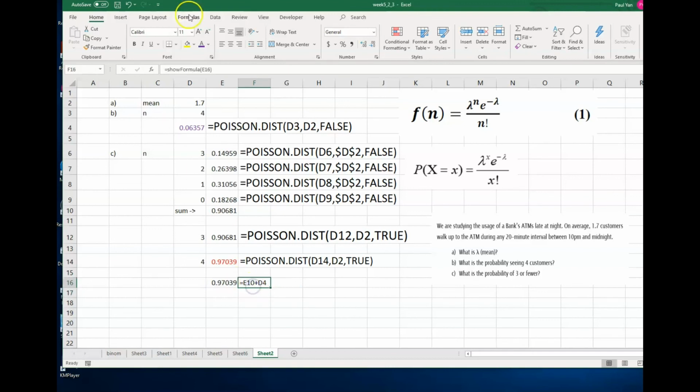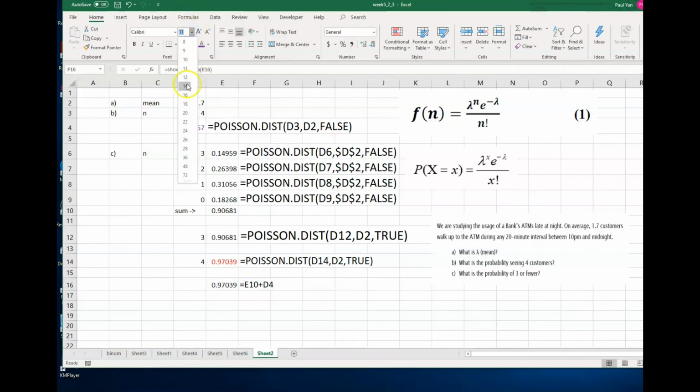I think this example shows us several things. The first thing is, what is lambda? This is the mean. And what is the probability of seeing 4 customers? We only have one input variable in addition to the mean. If we calculate individual probability, we use false. If we calculate cumulative probability, we use true.